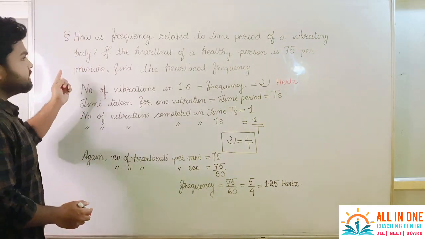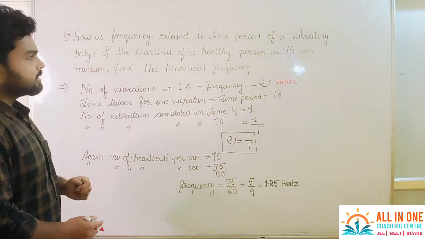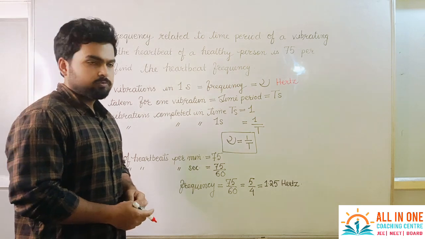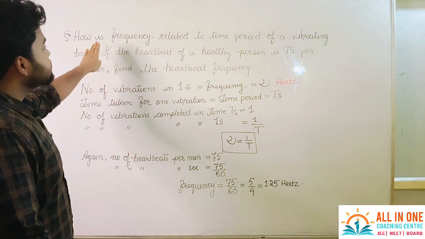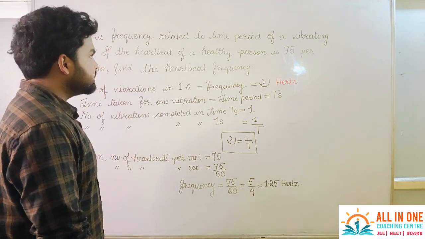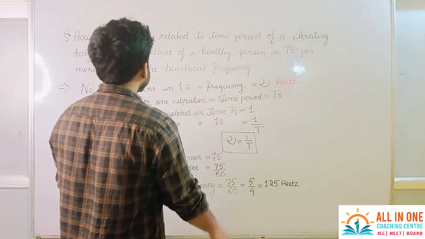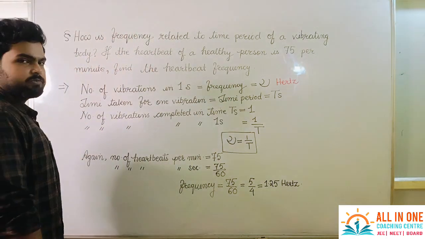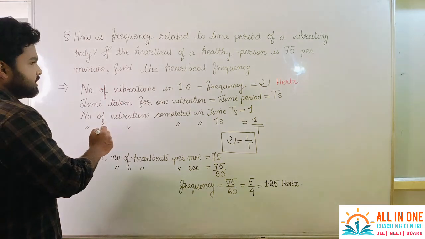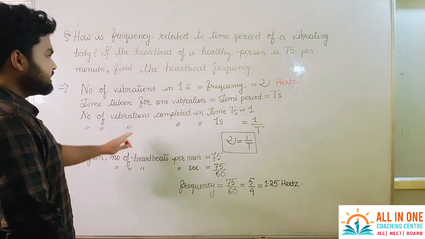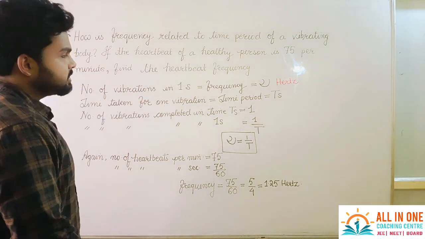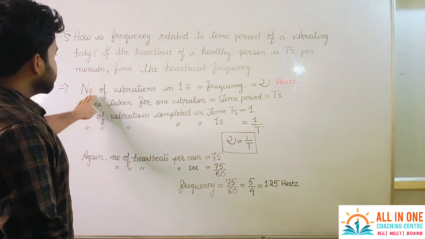আজি আমি waves and oscillations chapter এটা very commonly asked question solve কৰি চাওঁ. কিটো দিছে: how is frequency related to time period of a vibrating body? If the heartbeat of a healthy person is 75 per minute, find the heartbeat frequency. See, এই derivation টো আমি directly frequency আৰু time period ৰ definition পৰা আমি লগ কৰোঁ.